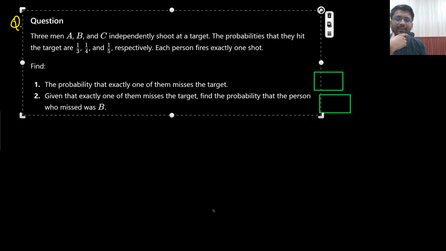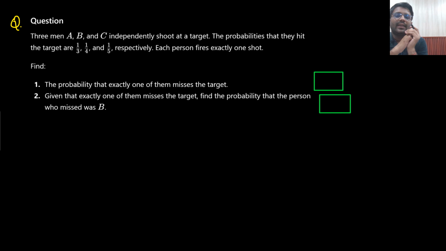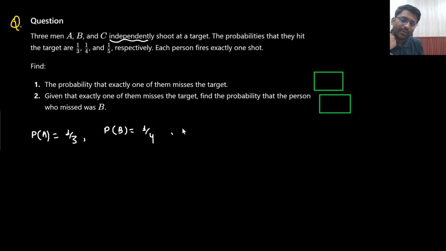So 3 men are there. They independently shoot the target. The probabilities that they hit the target are 1 by 3, 1 by 4, 1 by 5. So the probability that A hits the target is 1 by 3, the probability that B hits the target is 1 by 4, and independently, the probability that C hits the target is 1 by 5.